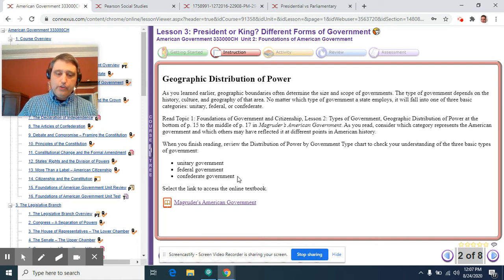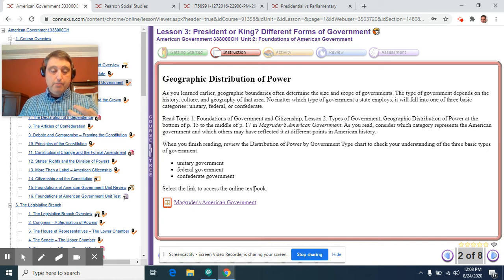You also have something called a confederate government, and we won't spend too much time on that because there are no confederate governments today in the world. Some people consider the European Union a form of confederate government, but for the most part, that doesn't exist anymore. But actually, in the United States, there were two confederate types of government. One was the Articles of Confederation, which we will talk about later, and then, very briefly, the Confederate States of America during the U.S. Civil War, which we'll talk about also.